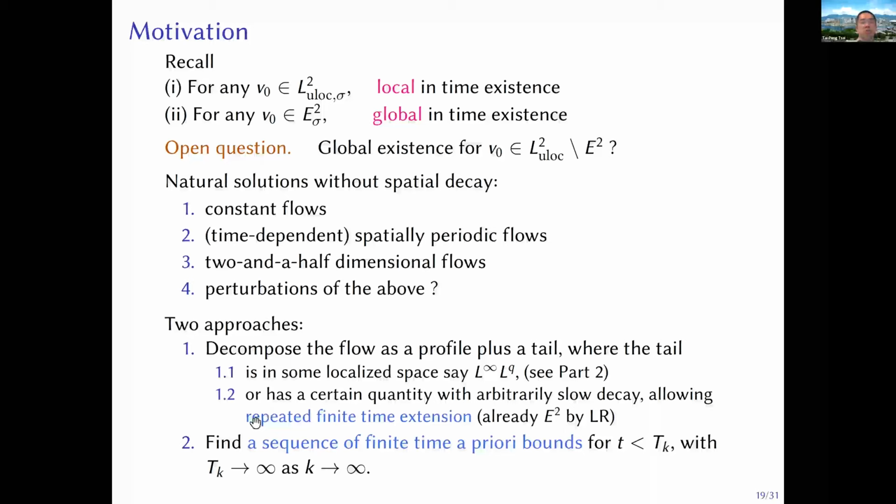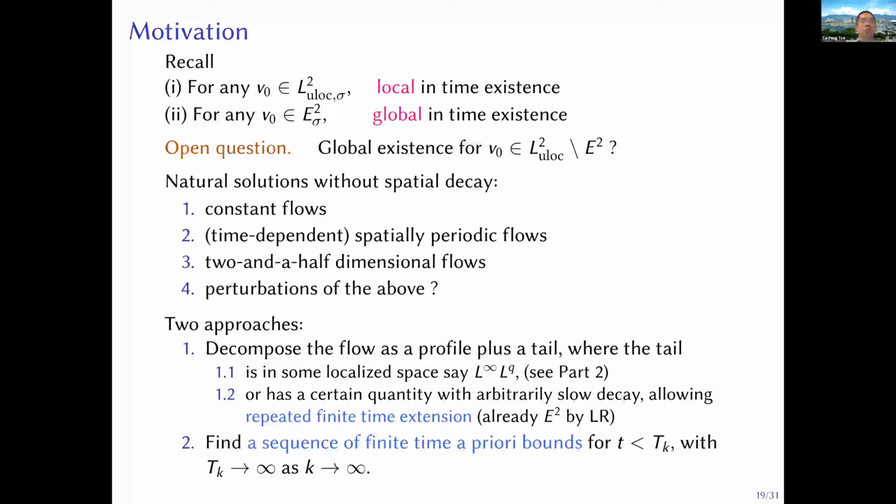And the third strategy is to find a sequence of finite time a priori bounds for t less than t_k, such that t_k goes to infinity as k goes to infinity. And then we can construct solutions in one weak limit. We don't need to do this repeatedly. We just do this in one weak limit. We construct solutions in finite space time, but then the space time is enlarging, occupying the entire space time. So far, these are two approaches.